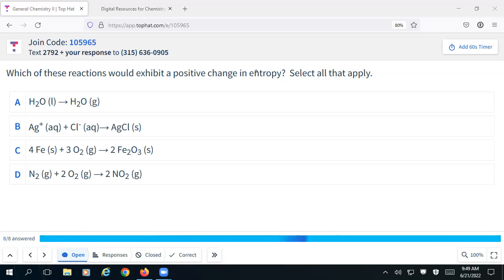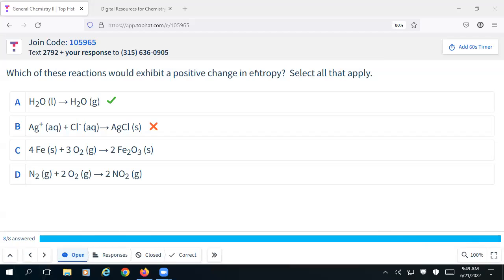All right, let's see how we did. So the first one, we've got liquid water turning into a gas. Gases have more entropy than liquids, so that one would be positive. In the second one, we've got aqueous substances, which have some disorder, turning into a solid, which has very little. So that would be going the wrong direction. In the third one, we've got some solid and some gas turning into a solid.